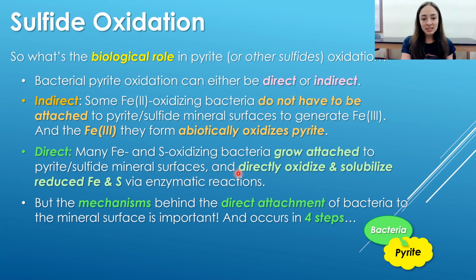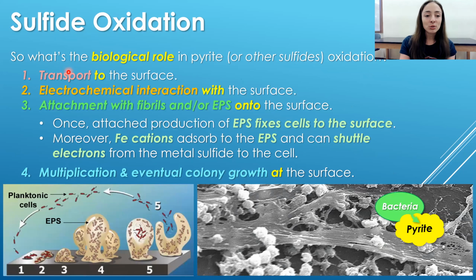4 steps. This attachment happens by the transport of the bacteria to the mineral surface, the electrochemical interaction of the bacteria with the surface, the attachment of the bacteria onto the surface by fibrils and/or EPS, which stands for extracellular polymeric substances, and the multiplication and eventually the development of a colony at the surface. And so these are the 4 steps that the bacterial attachment involves. And the 3rd step we can see here, there's a couple nuances.